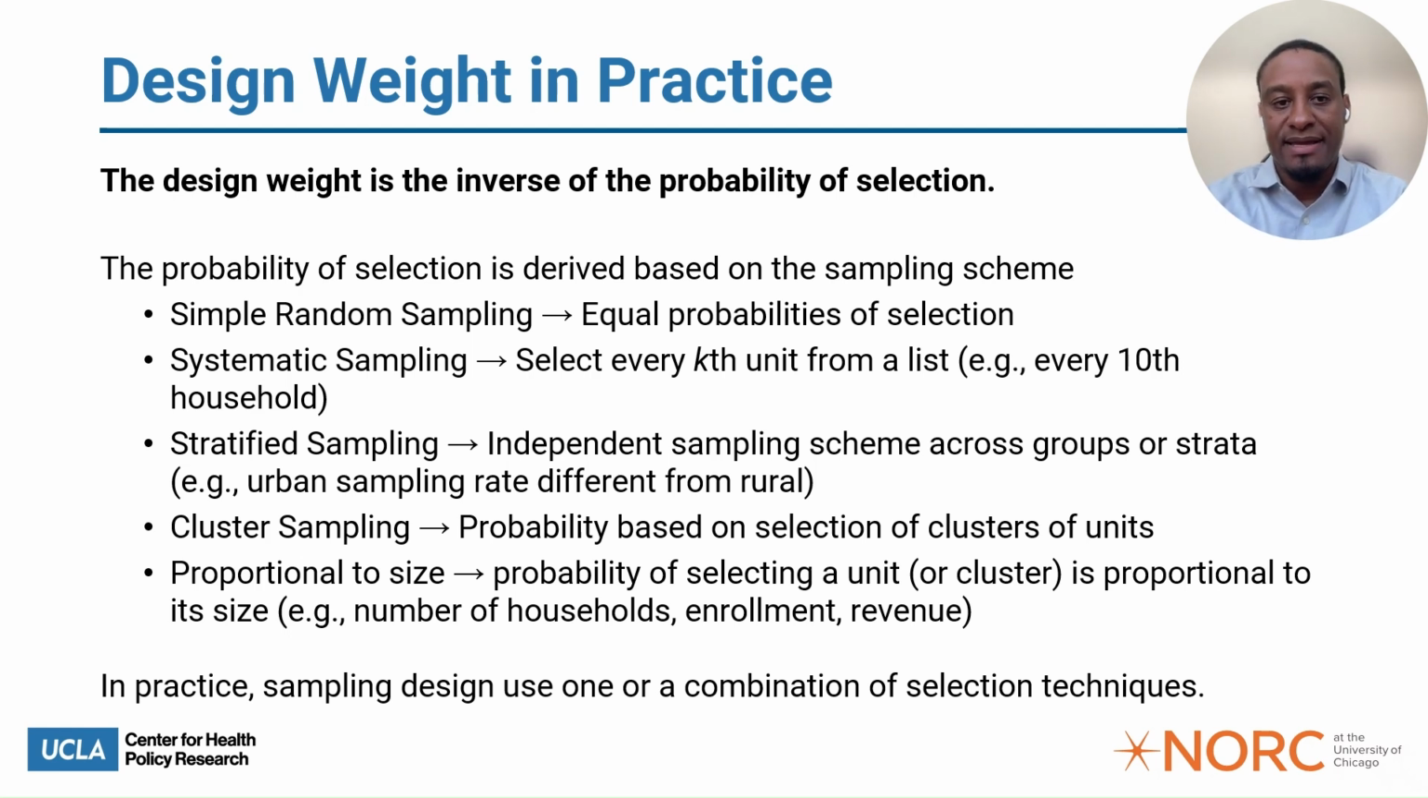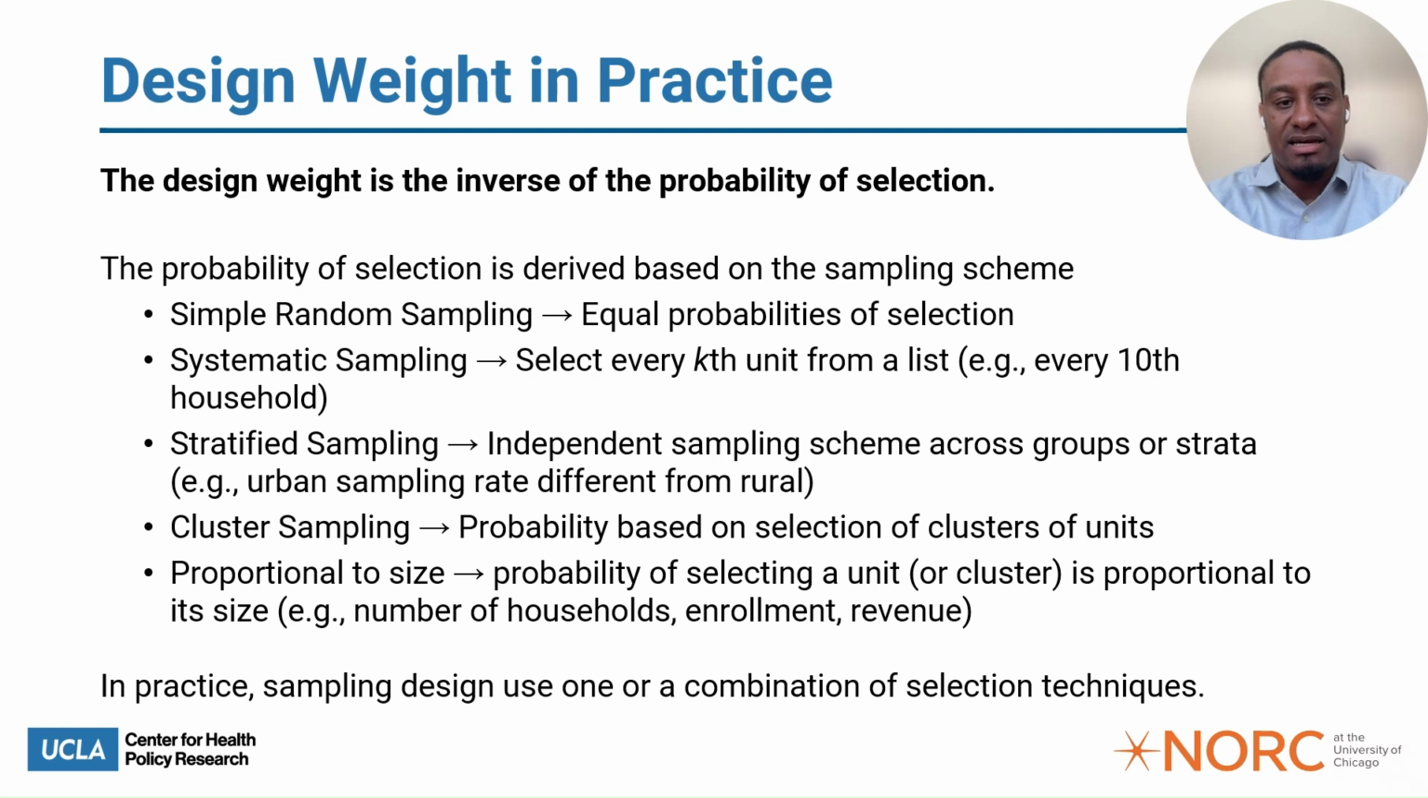In cluster sampling, we don't select the unit directly, but we group the units first into clusters and we select the clusters. So for example, instead of selecting households directly, we group the households into neighborhoods and then we select neighborhoods. This is often used when we don't have a list of the units to select from.